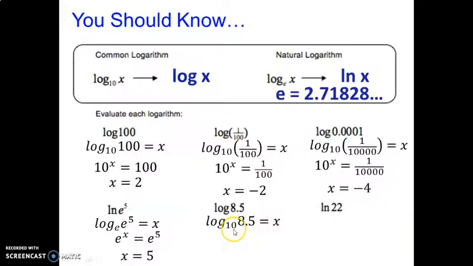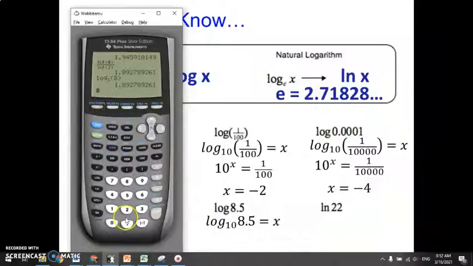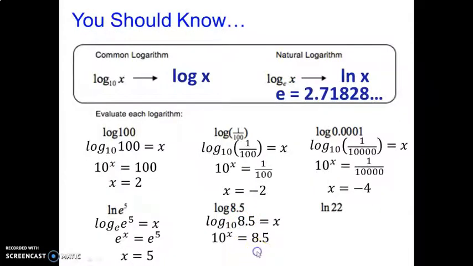Well, we know again that 10 to the first power would be 10. So that means the answer to this must be some power less than 1, because 10 to the 1 would be 10. So it must be something just less than 1. Let's check on our calculator, because this one we cannot do without our calculator. So I'm going to do log of 8.5. And we can see the answer is 0.929. Hey, that makes sense. Something very close to 1, but not quite 1. Because 10 to some power less than 1 gives you that.